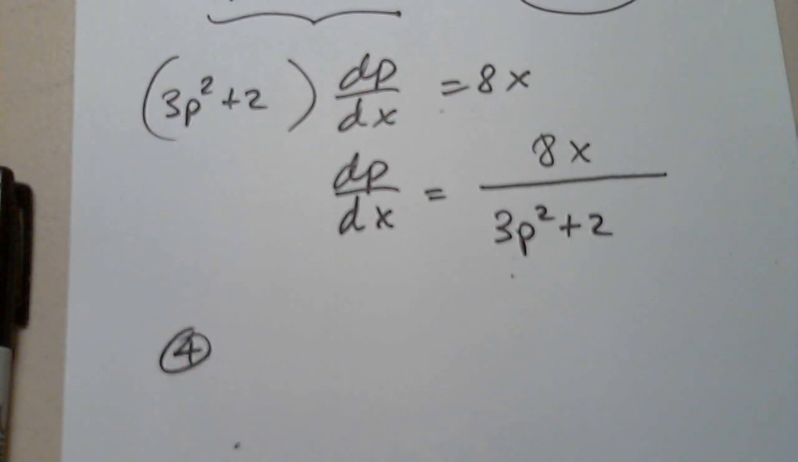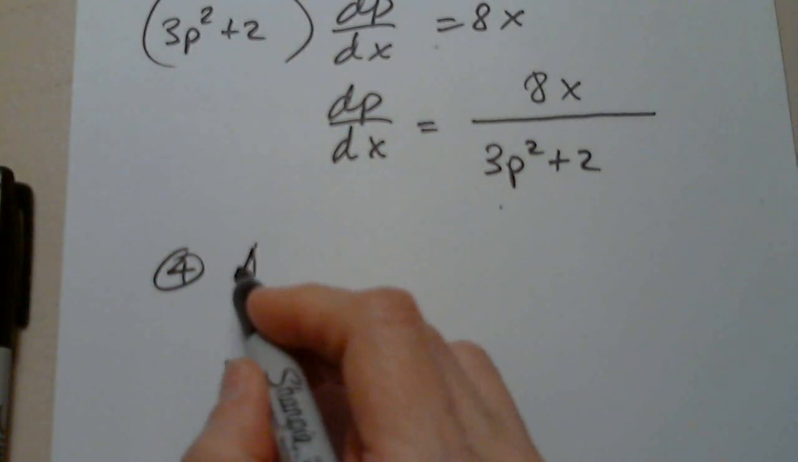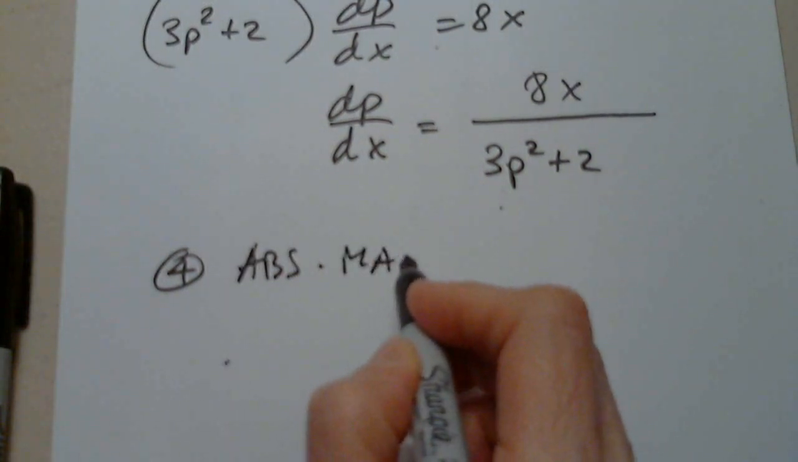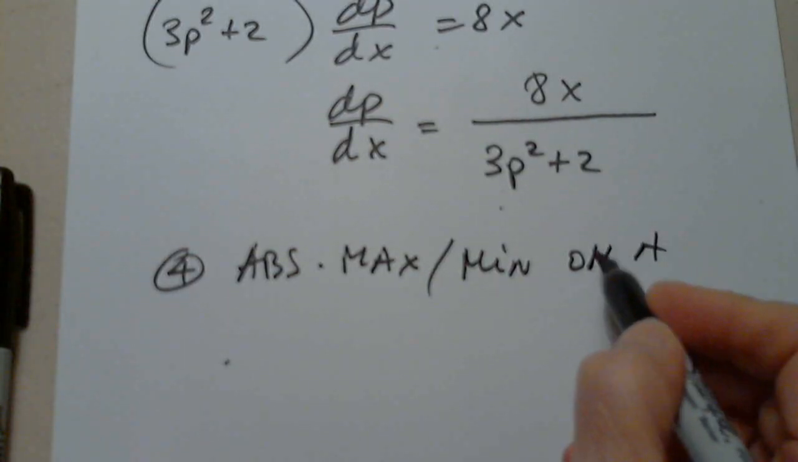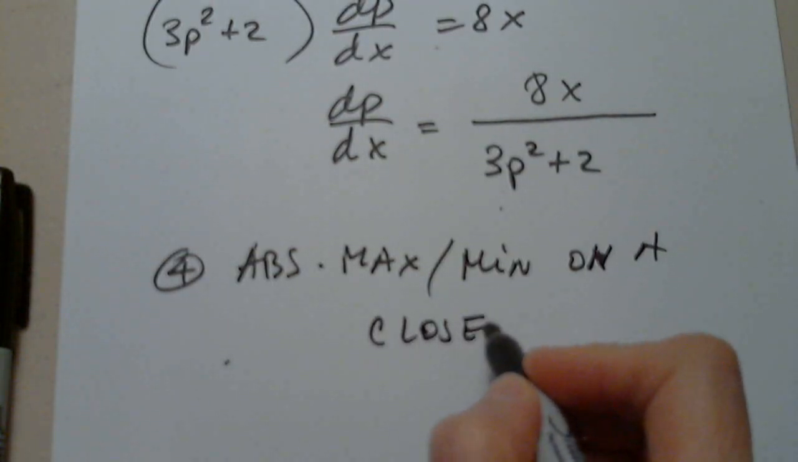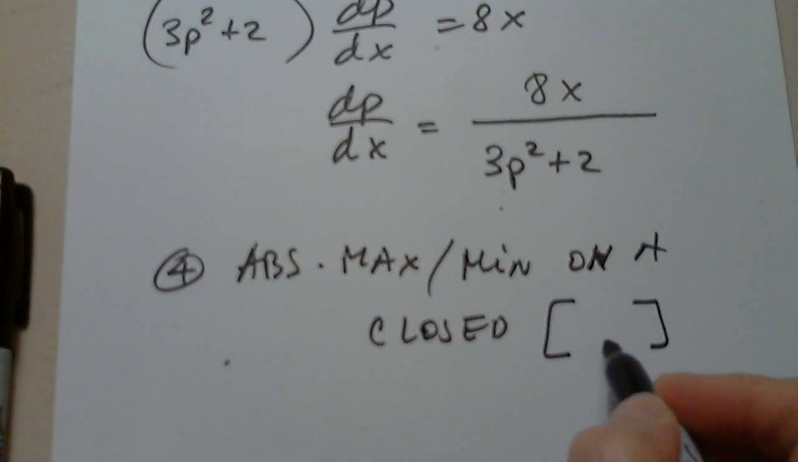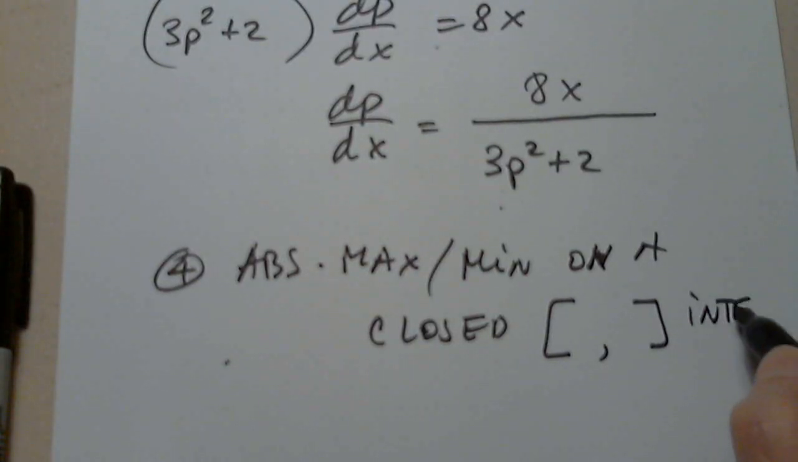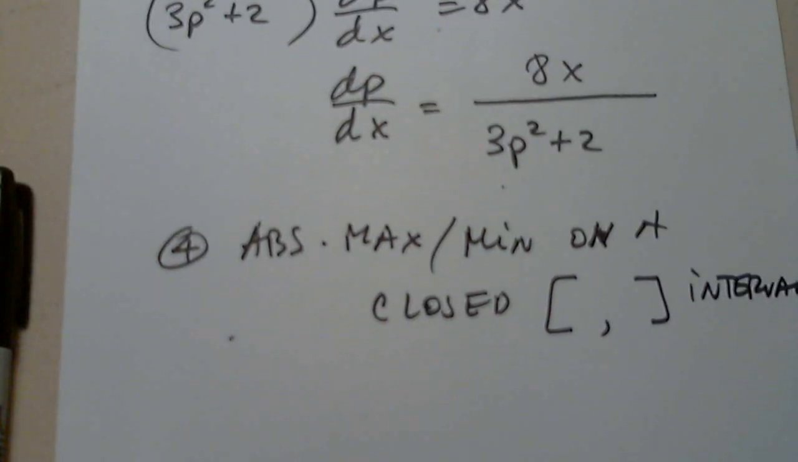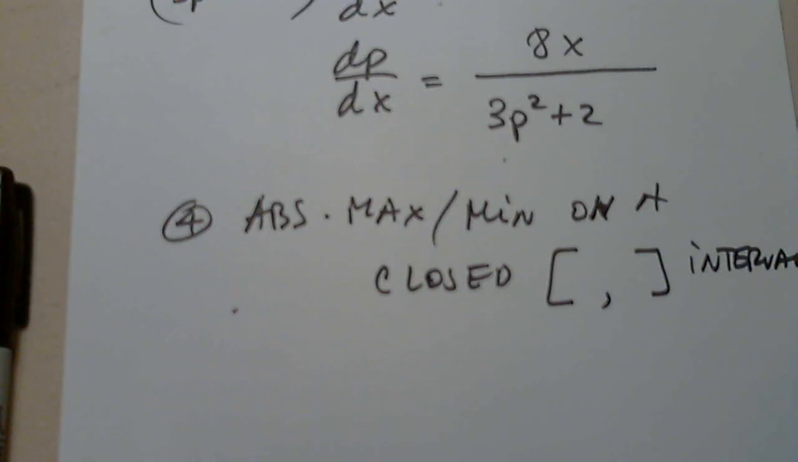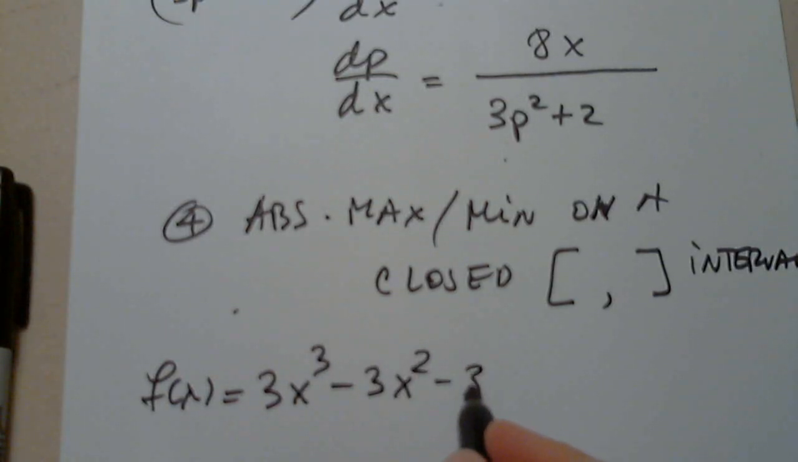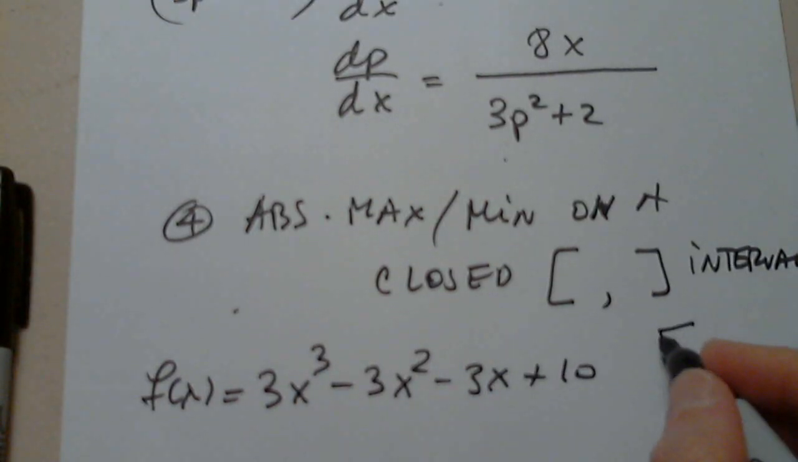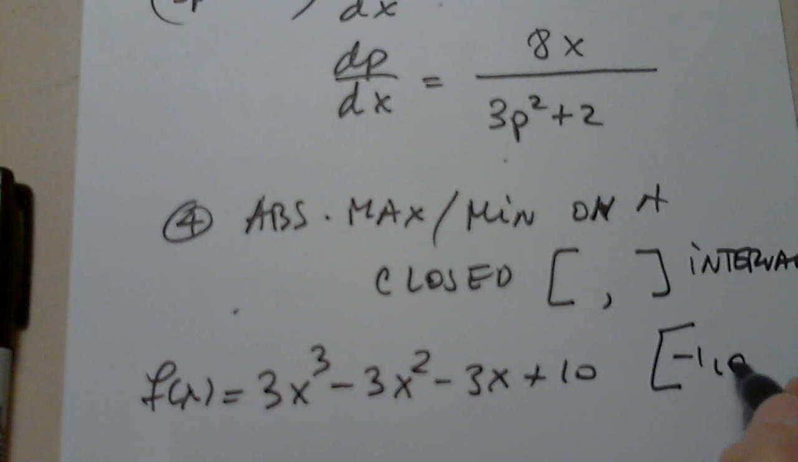Topic number 4. Absolute max min on a closed, meaning this, interval. This is what we mean by closed interval. So let's say we have f of x equals 3x to the third minus 3x squared minus 3x plus 10, and the closed interval is -1, 0.